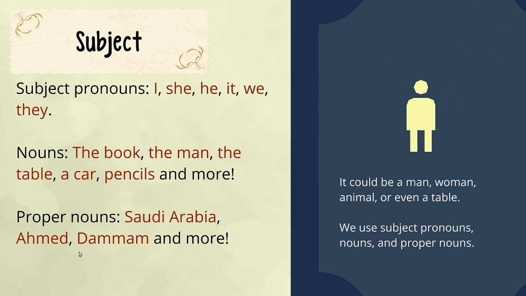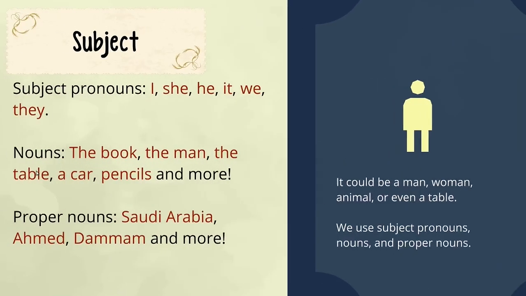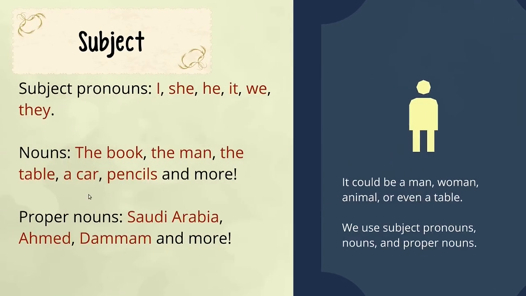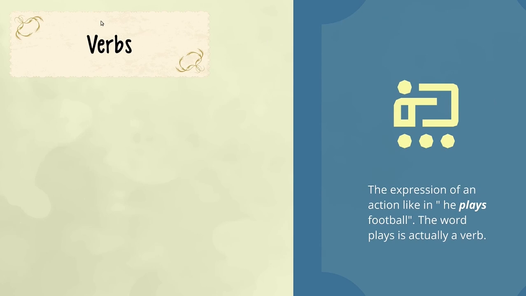Okay, let's move to the next part, which is called verbs, and it is actually a part of speech, by the way. So we have subject pronouns, nouns, and proper nouns. They are parts of speech, and this one on its own is a part of speech, by the way. So let's look at the definition: the expression of an action. And this is an example.